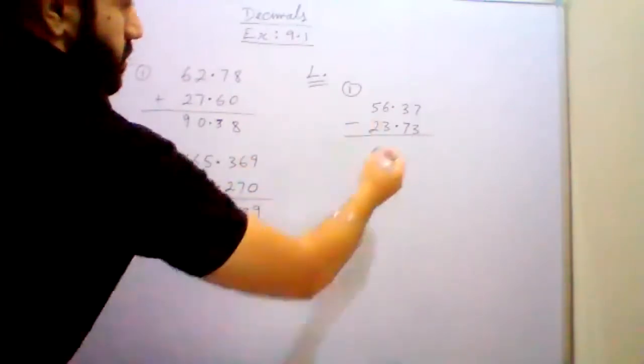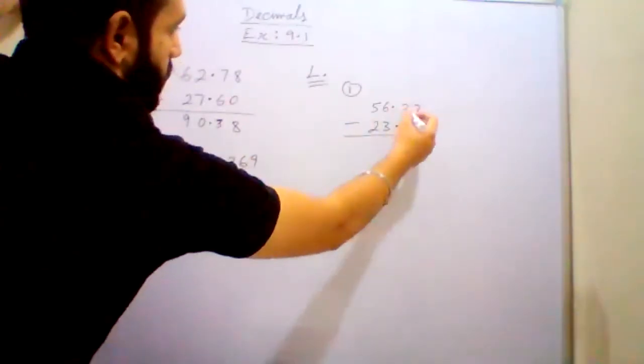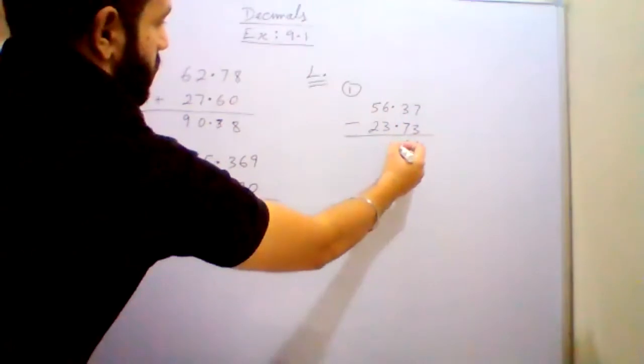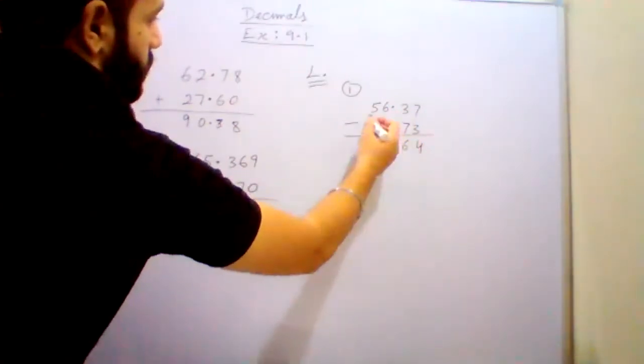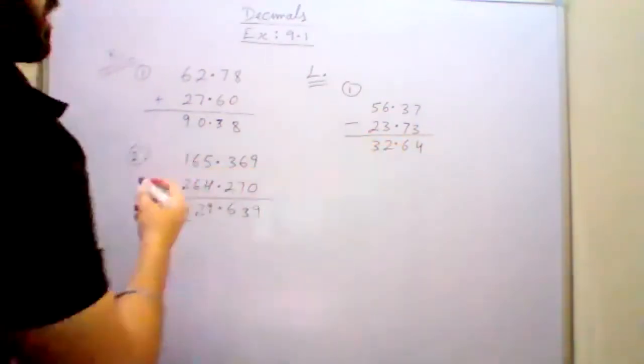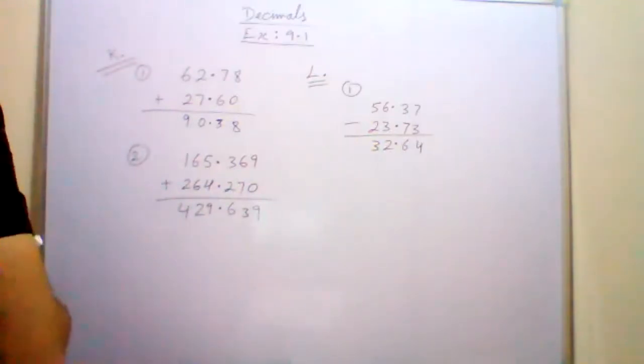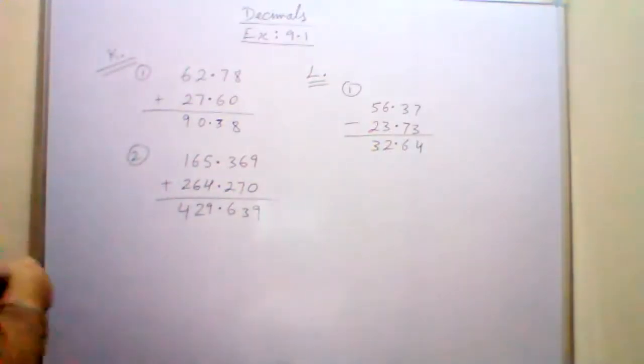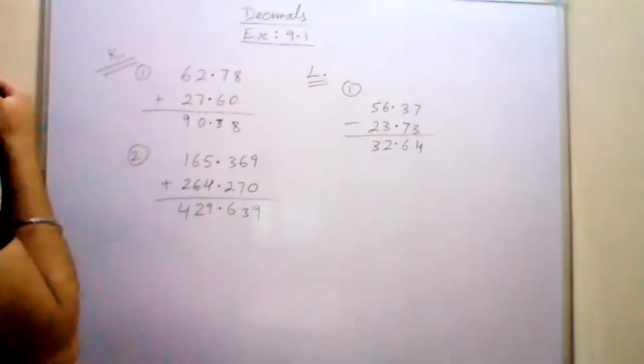Now subtract the numbers. 7 minus 3 is 4. 13 minus 7 is 6. 5 minus 3 is 2. 5 minus 2 is 3. So the answer is 32.64. Take your answers and start doing the questions. Sir, my answer is correct.